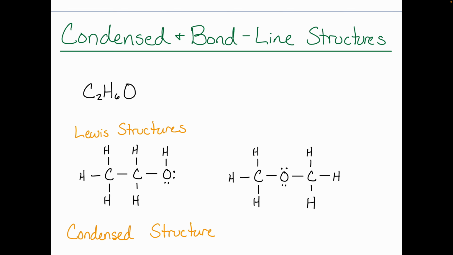So to be clear, this C2H6O, this is what we call our molecular formula. How many carbons, how many hydrogens, how many oxygens. You can figure out the molar mass of a compound from your molecular formula, and you use molecular formulas a lot in general chemistry. For ionic compounds, that's all you need, right? That tells you all you need to know for that compound.